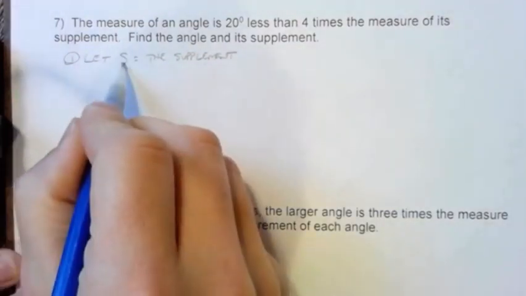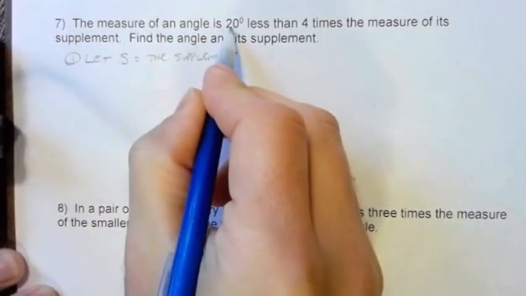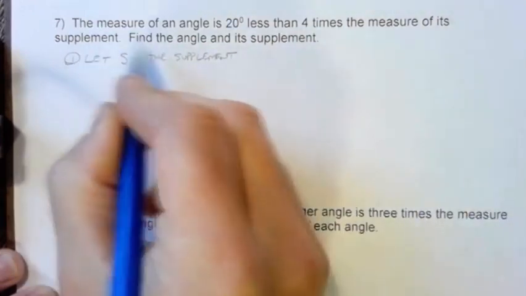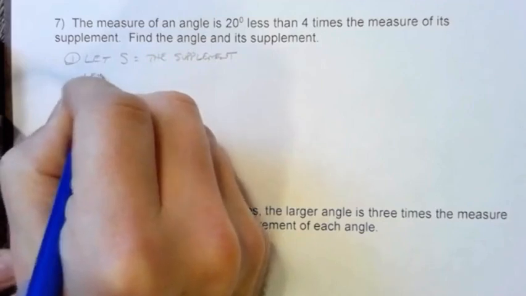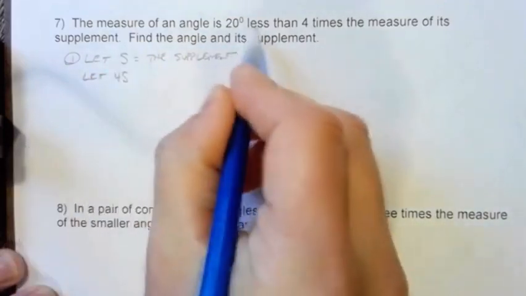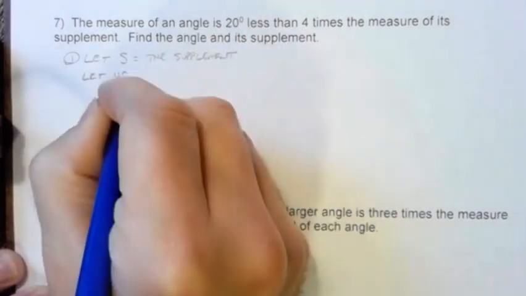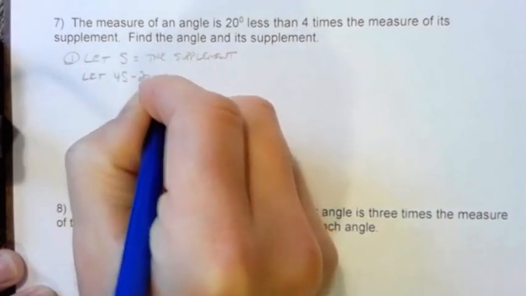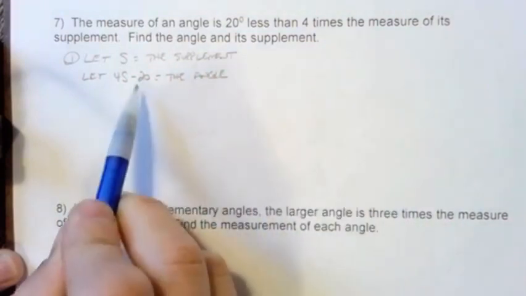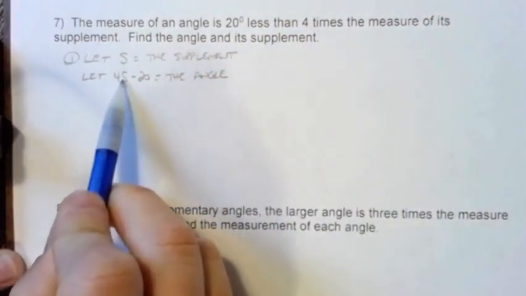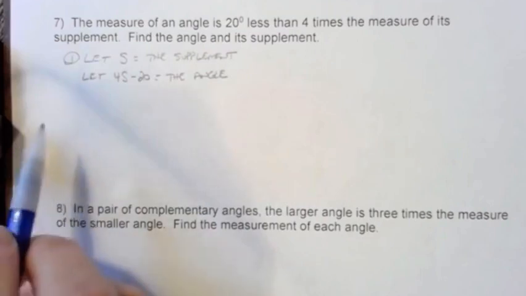And if S is the supplement and the angle is 20 degrees less than 4 times the measure of the supplement, 4 times the supplement is 4S. So let 4S, and then 20 degrees less than that, minus 20, represent the measure of the angle. The angle is 20 degrees less than 4 times the measure of the supplement.